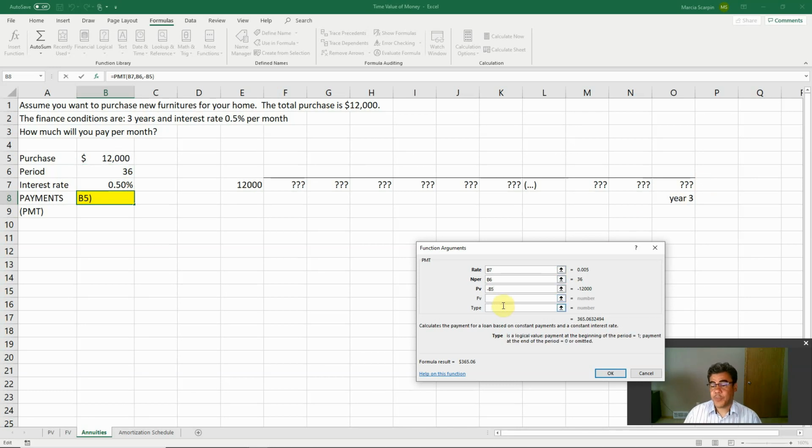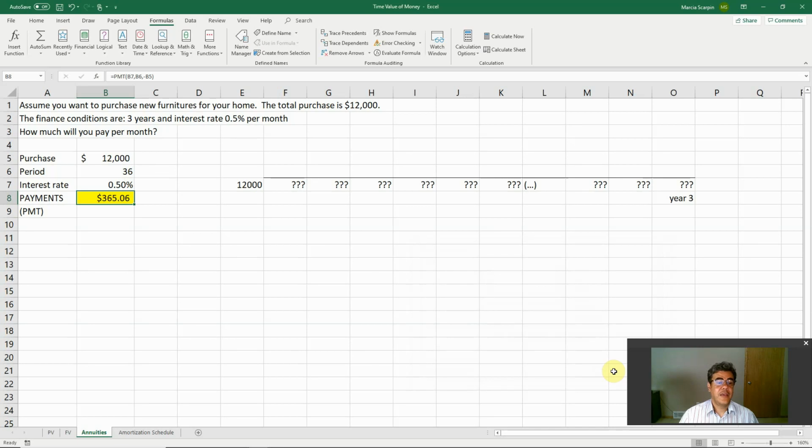And type, what is the difference here? 1, our first payment is today. 0 or blank, our first payment is at the end of the first period. That is the vast majority of our cases in time value of money. That is our case here. Okay. $365 per month. Okay, let's negotiate with the store.